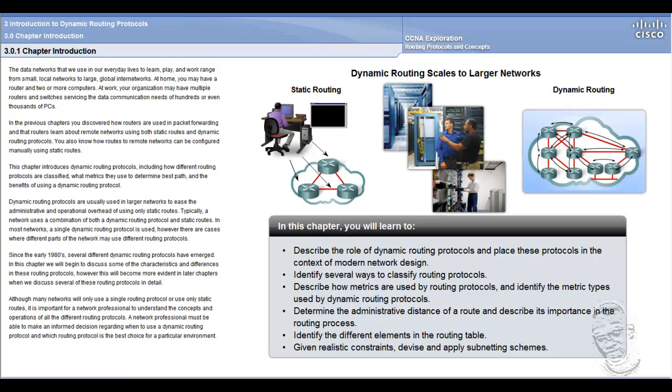Although many networks will only use a single routing protocol or use only static routes, it is important for a network professional to understand the concepts and operations of all the different routing protocols. A network professional must be able to make an informed decision regarding when to use a dynamic routing protocol and which routing protocol is the best choice for a particular environment.